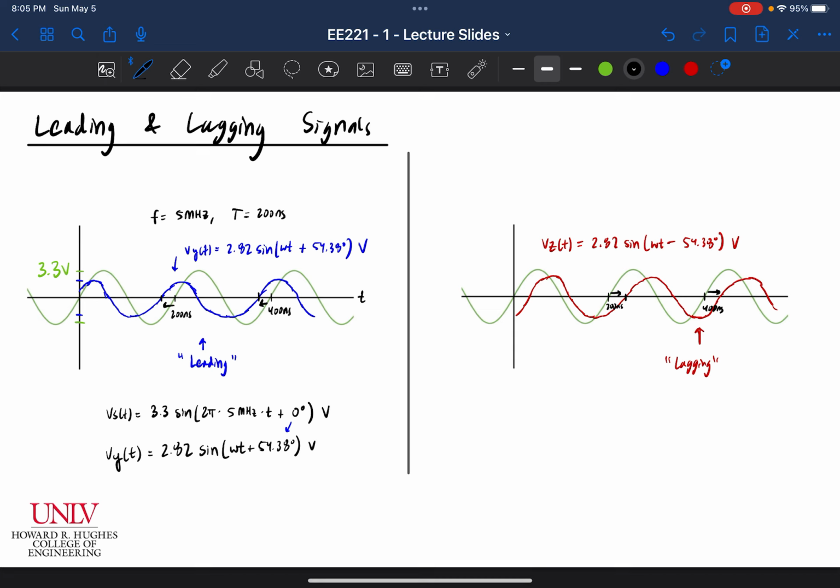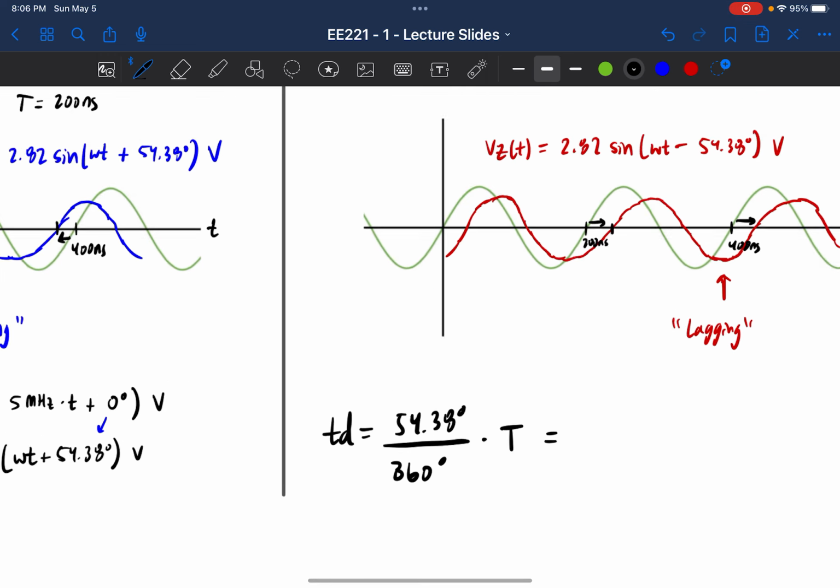And how we do that is we basically just take the phase angle. So my time delay is going to be the phase angle, in this case 54.38 degrees, divided by 360 degrees, right? That gives me basically the ratio of a full cycle in terms of degrees. And then I just multiply that by my period, and that's going to give me my time delay. I can go ahead and compute this in my calculator: 54.38 divided by 360, multiplied by 200 nanoseconds, because that was my period, and I get 30.2 nanoseconds.